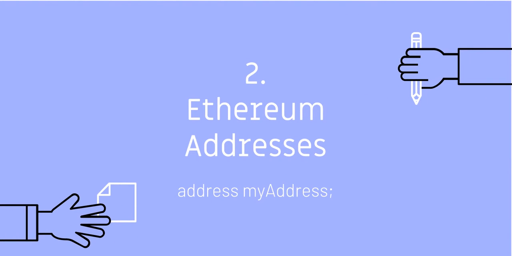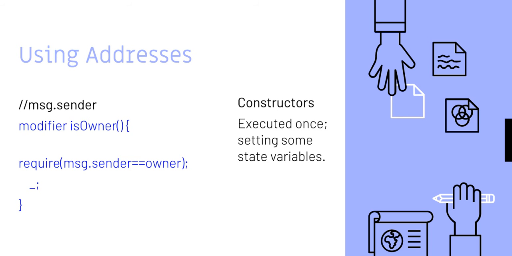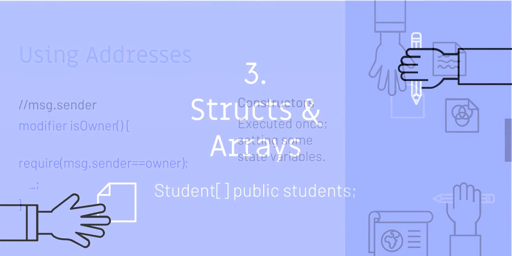Ethereum addresses, another key concept, derived from the public key, 20 bytes, and this will define how you interact with a smart contract, especially through message.sender, and with constructors we can control how programs are used.